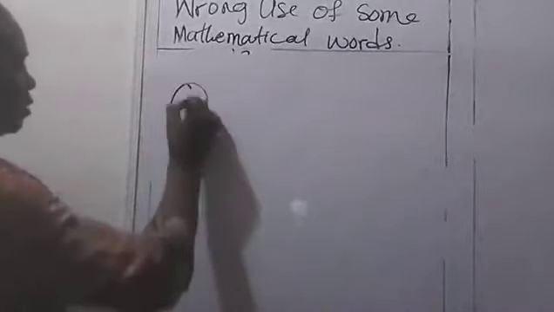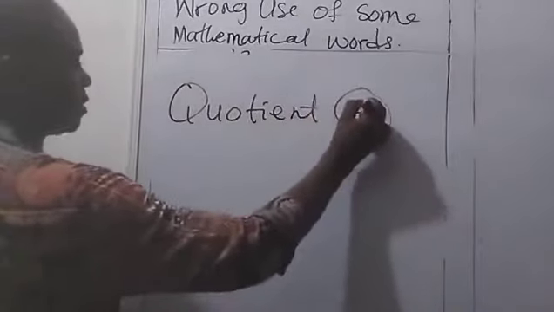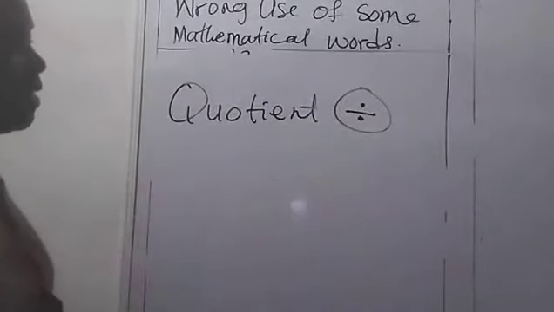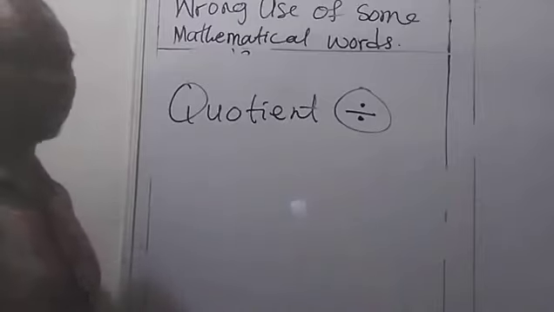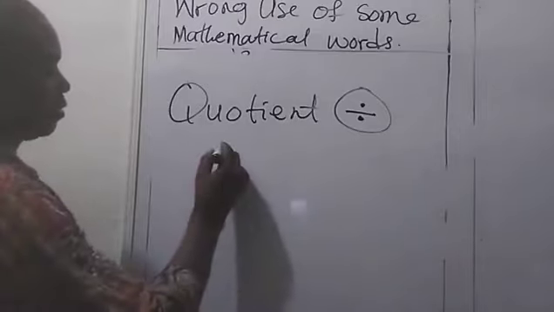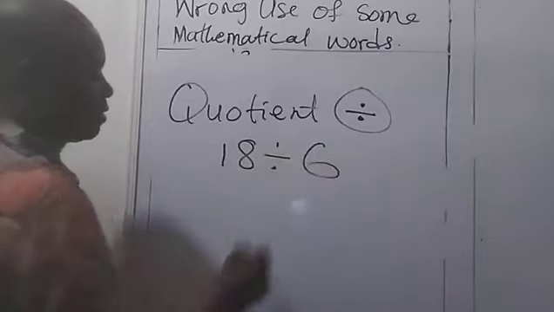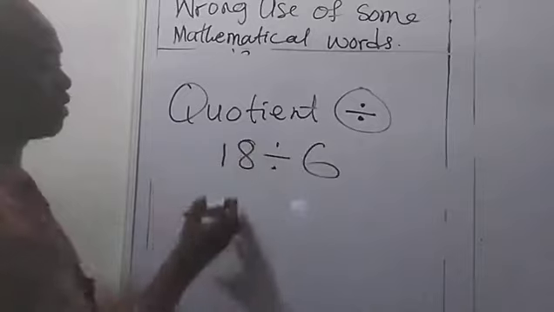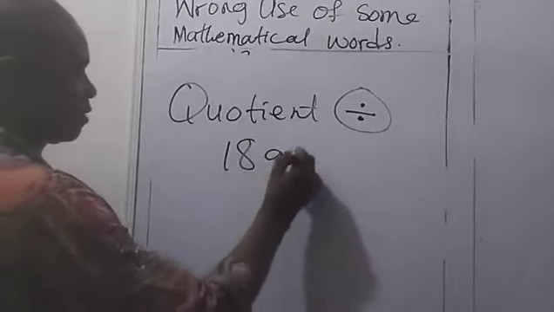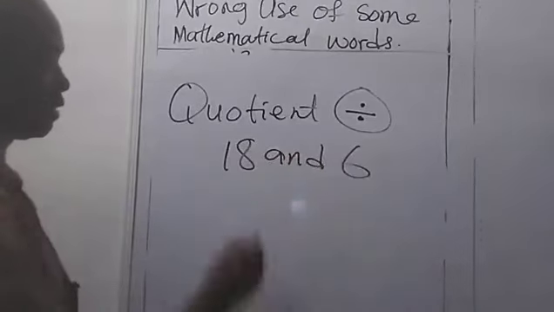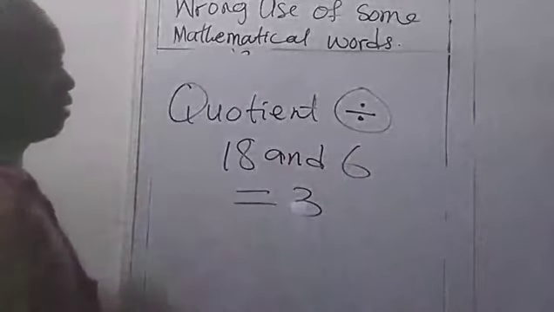Then the last one is quotient. Quotient is the answer we get after we have divided numbers. Say 18 divided by 6. Find the quotient of 18 and 6. We only write 3. We don't say find the quotient means division.